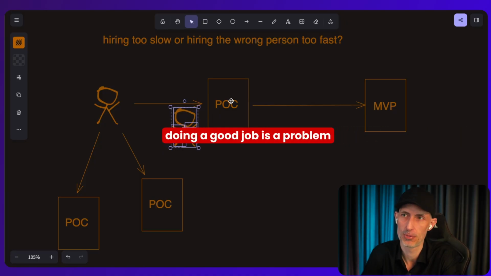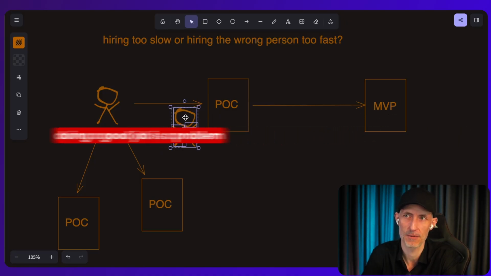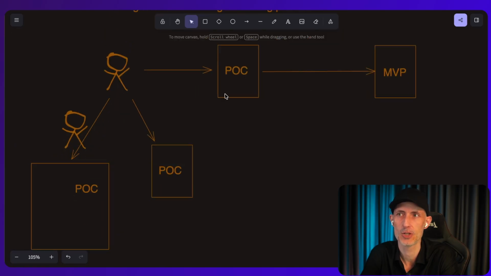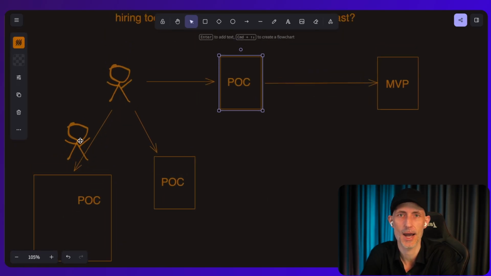Let's say this is your proof of concept that you want to make, and this leads to the MVP. But you hired the developer here and you told them to work on this thing, and the developer does not understand that this is just a prototype, then suddenly you're stuck. This thing becomes bigger and you will not reach this phase. This means hiring too fast.